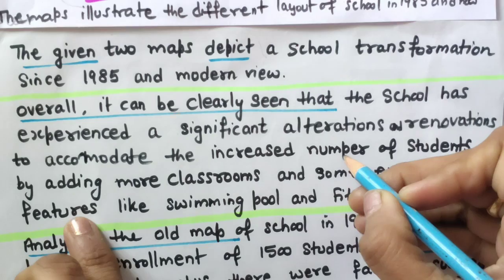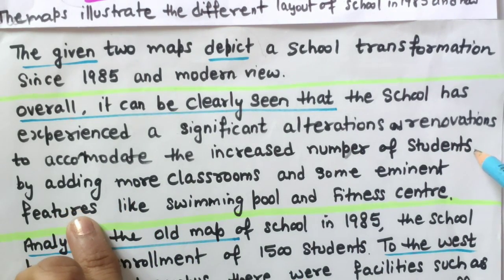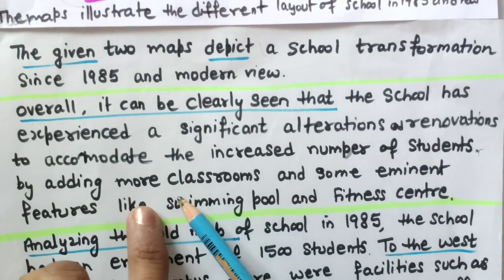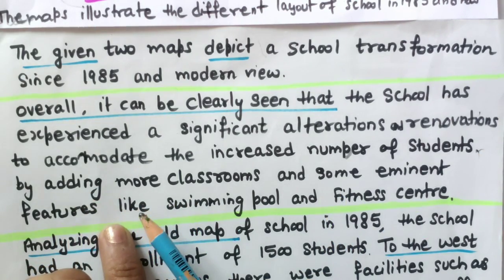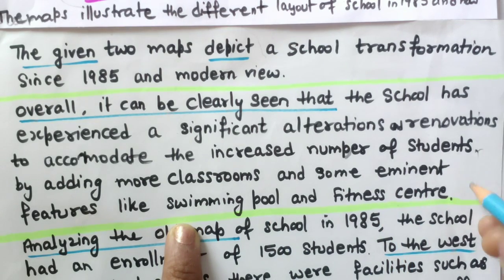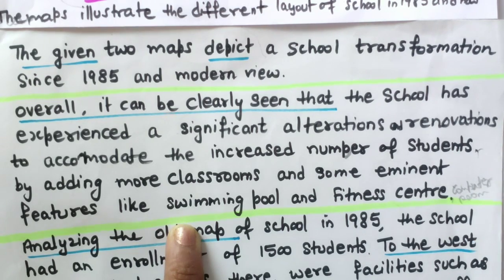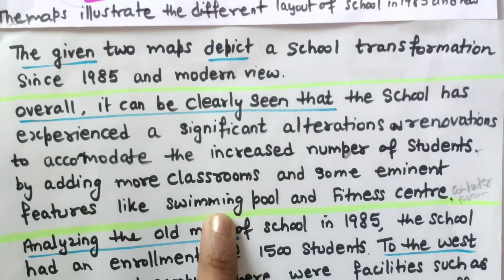Sorry, this is not P, this is B. By adding, this is not a full stop, it is by mistake. By adding more classrooms and some eminent features like a swimming pool and fitness center. And in fact you can also write here a library, computer rooms. In the library you can write computer, because that is also a different thing they have created. Computer rooms in the library area. Okay, now coming to the first map.